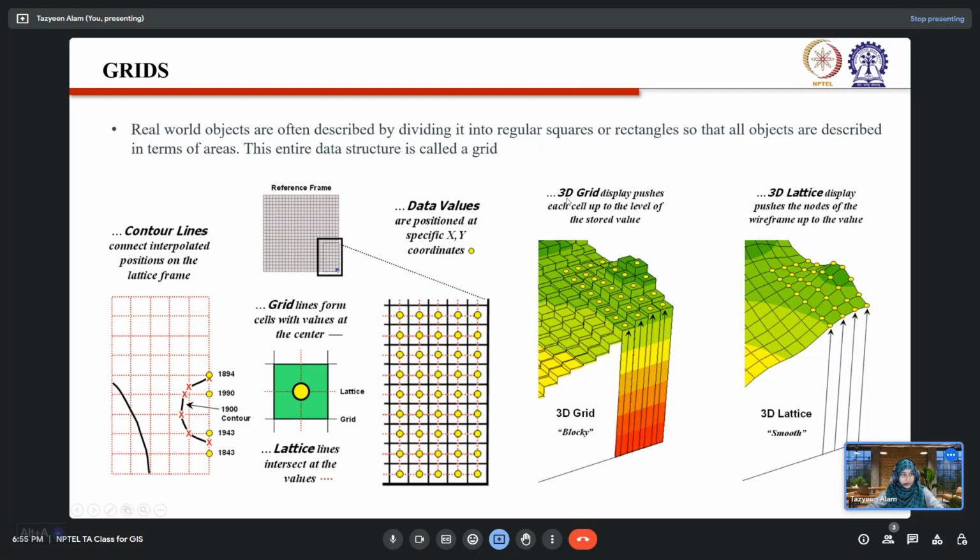In case of 3D grids, we are seeing that each cell is being pushed up, while in case of 3D lattice display, we see that it pushes the node of the wireframe up to the value, correct? So whenever we are looking at the 3D grid, we are looking at the square boxes, but whenever we are looking at the 3D lattices, we are considering the center values that contain your data values only. So it is the intersection point of each of the grids.